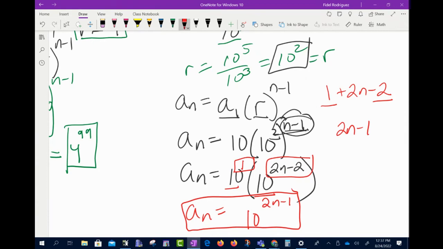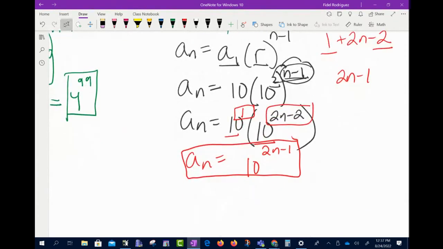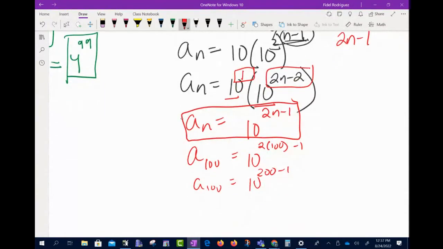So there's my formula. Now remember, we're still looking for the 100th term, right? So we're looking for the 100th term. What we're going to do is two times 100 minus one. Okay. Two times 100 is 200. And anybody know what 200 minus one is? 199, right?